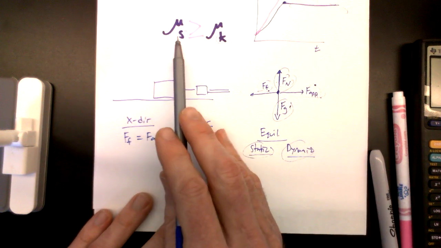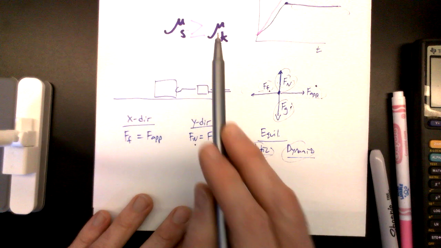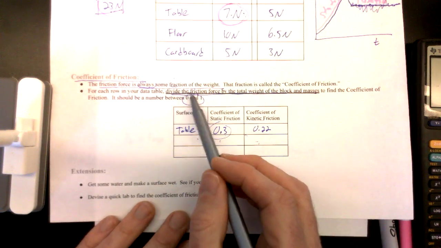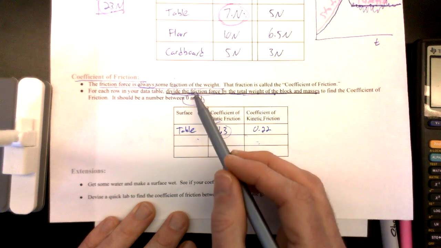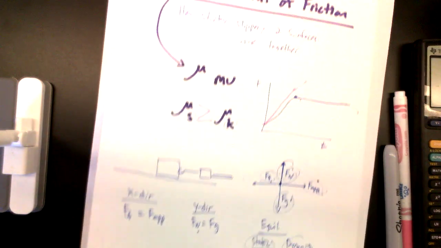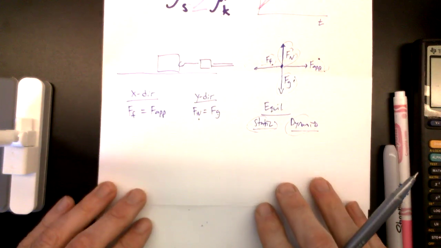So how do we get coefficient of friction into this mix? Well, what I had said over here in order to do this is I said, divide the friction force by the total weight. That's not actually totally true for what friction is. Let me grab a different piece of paper here and we'll move on, and I want to show you what the real definition for coefficient of friction is.